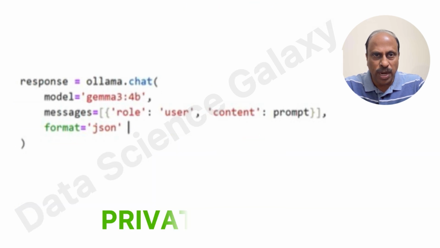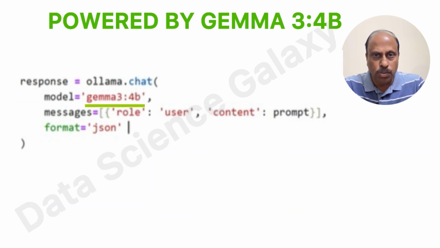Today, we are building a private AI agent using Gemma 3 4B. I'll show you how to force structured JSON output so your automation never breaks.